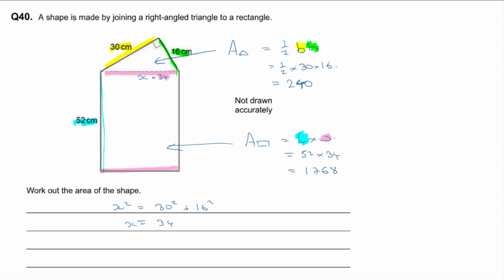that comes out to be 1,768. Okay, and then therefore the entire area is going to be the area of the triangle plus the area of the rectangle, which is going to be 240 plus 1,768, and that comes to 2008. What are the units? Everything is in centimeters. This is area. It's going to be centimeters squared, isn't it? 2008 centimeters squared.